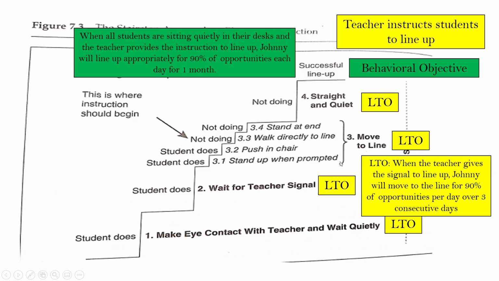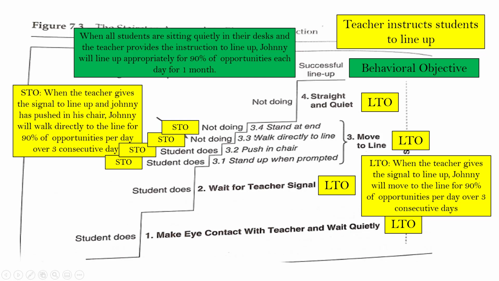And remember, he can't master this yet, so we've taken this and created this task analysis here. These would be what we refer to as our short-term objectives. Then we would need to write our objective for each of these short-term objectives. Because he can do standing up and he can do pushing in a chair, I gave you guys an example of how you would write this one. So maybe, when the teacher gives a signal to line up and Johnny has pushed in his chair, because he can do that, Johnny will walk directly to the line, which is right here, for 90% of opportunities per day over 3 consecutive days. So I just wanted to show you guys how this all fits together.